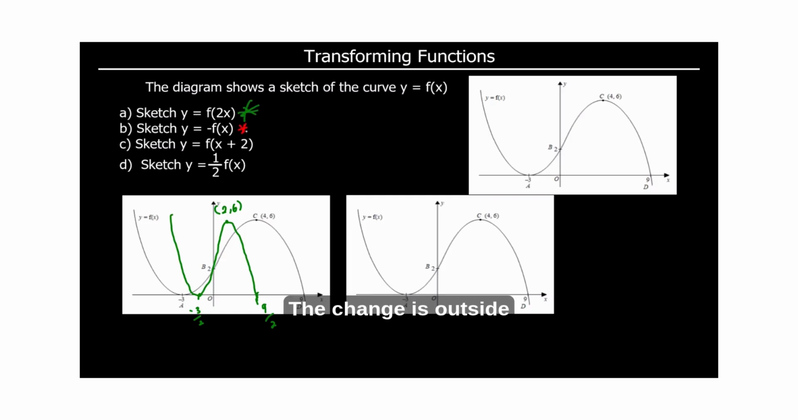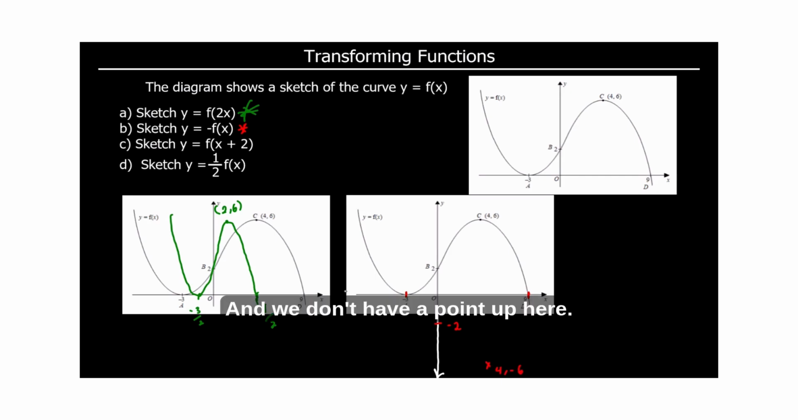Minus f of x. The change is outside the bracket, it's changing the y's, and all the positive y's will become negative, all the negative y's will become positive. That's going to be quite hard to do on this diagram. So we're going to extend down here. So 2 is going to become -2. The points on the x-axis stay the same. 4, 6 is going to become 4, -6.